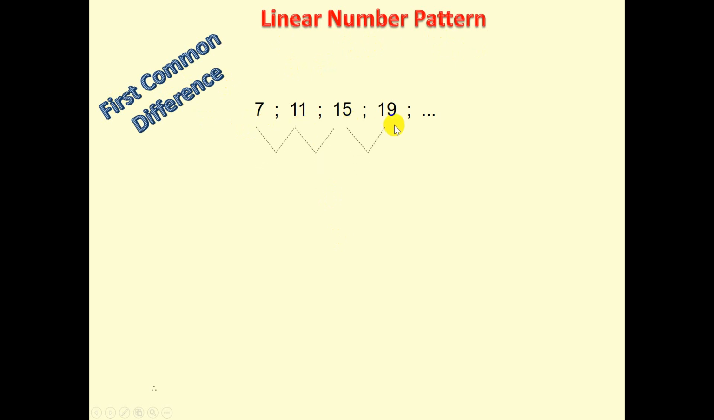We're going to find the common difference. So we got 11 minus 7 is 4, 15 minus 11 is 4, 19 minus 15 is 4, verifying that this is a linear number pattern because the difference is common. We know that 7 is term 1, 11 is term 2, 15 is term 3, and 19 will be term 4.